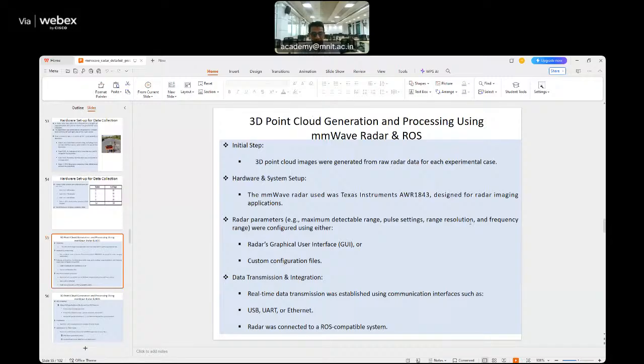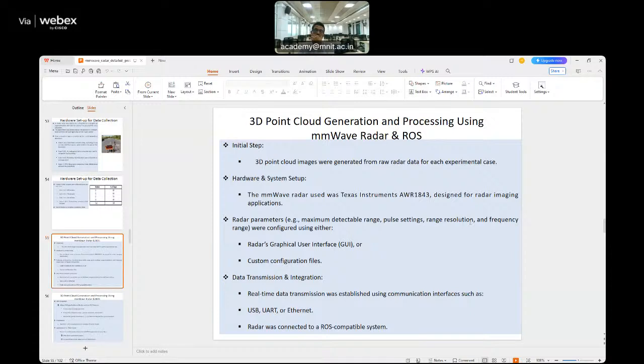3D point cloud generation and processing using millimeter wave radar and the ROS. So what we are doing here, initially we saw that 3D point cloud images were generated from raw radar data for each experimental case.